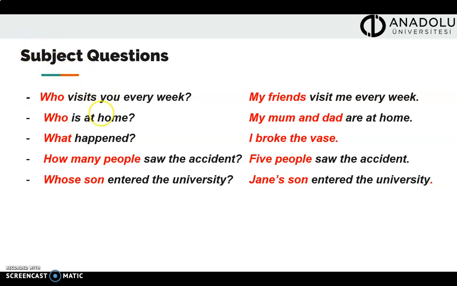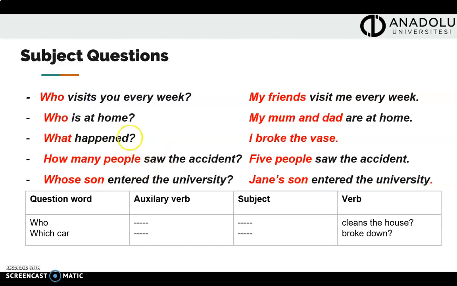Who visits you every week? Who is at home? What happened? Or whose son entered the university? You see, the question words are directly followed by verbs. Who visits you? Who is at home? What happened? You see, there is no auxiliary verb and we don't know the subject, so there is no subject. So the question word is followed by the main verb of the sentence.